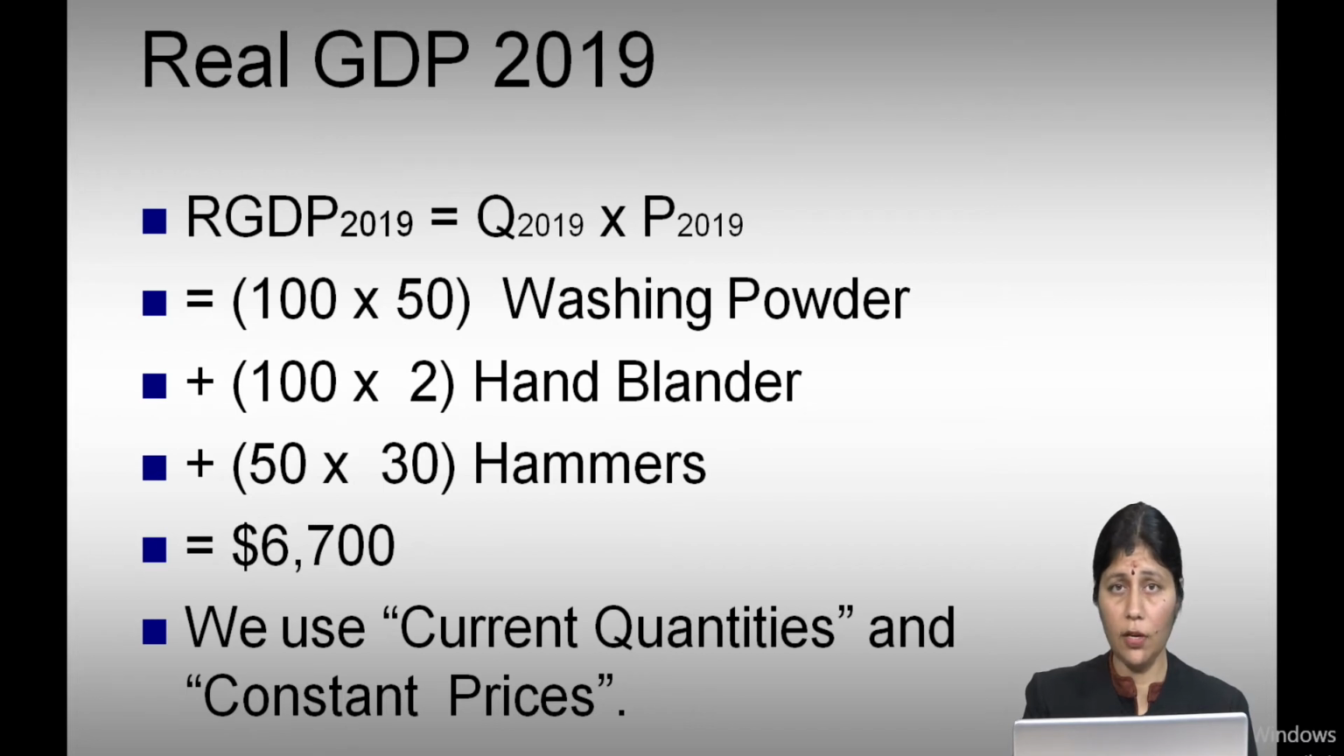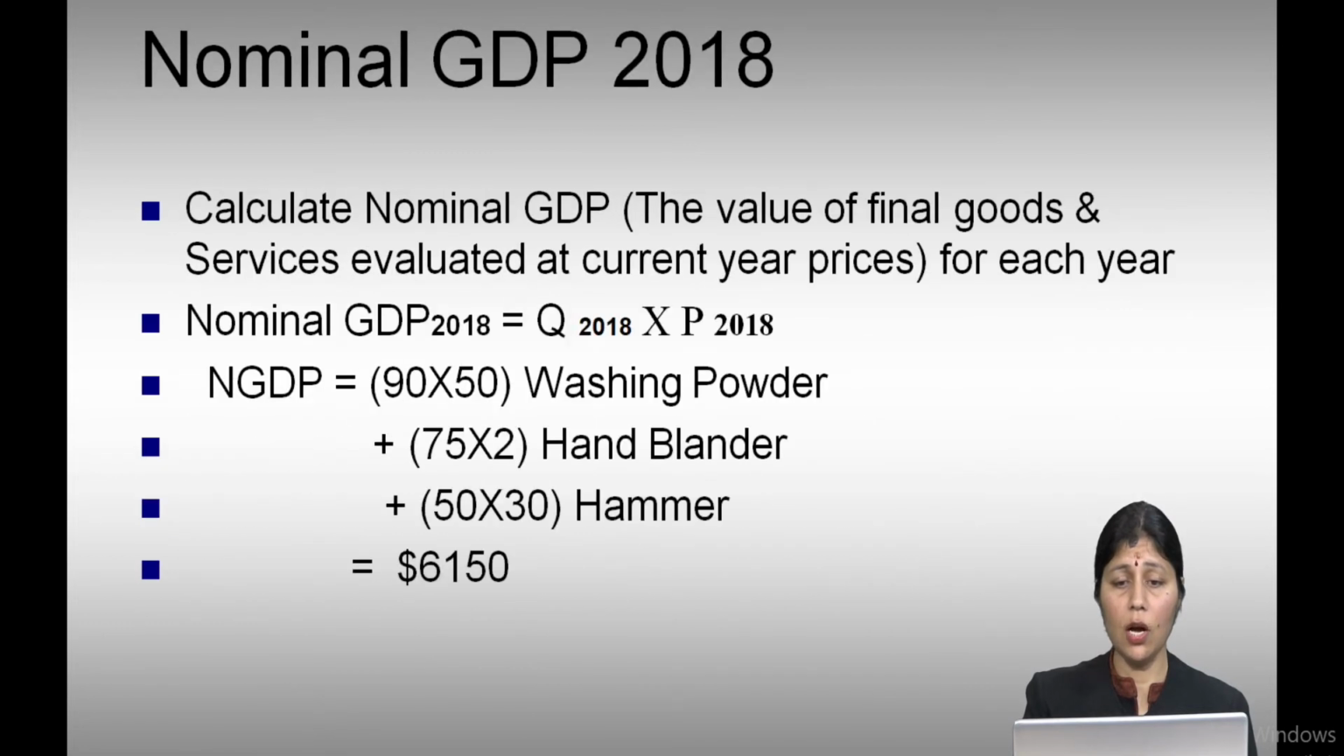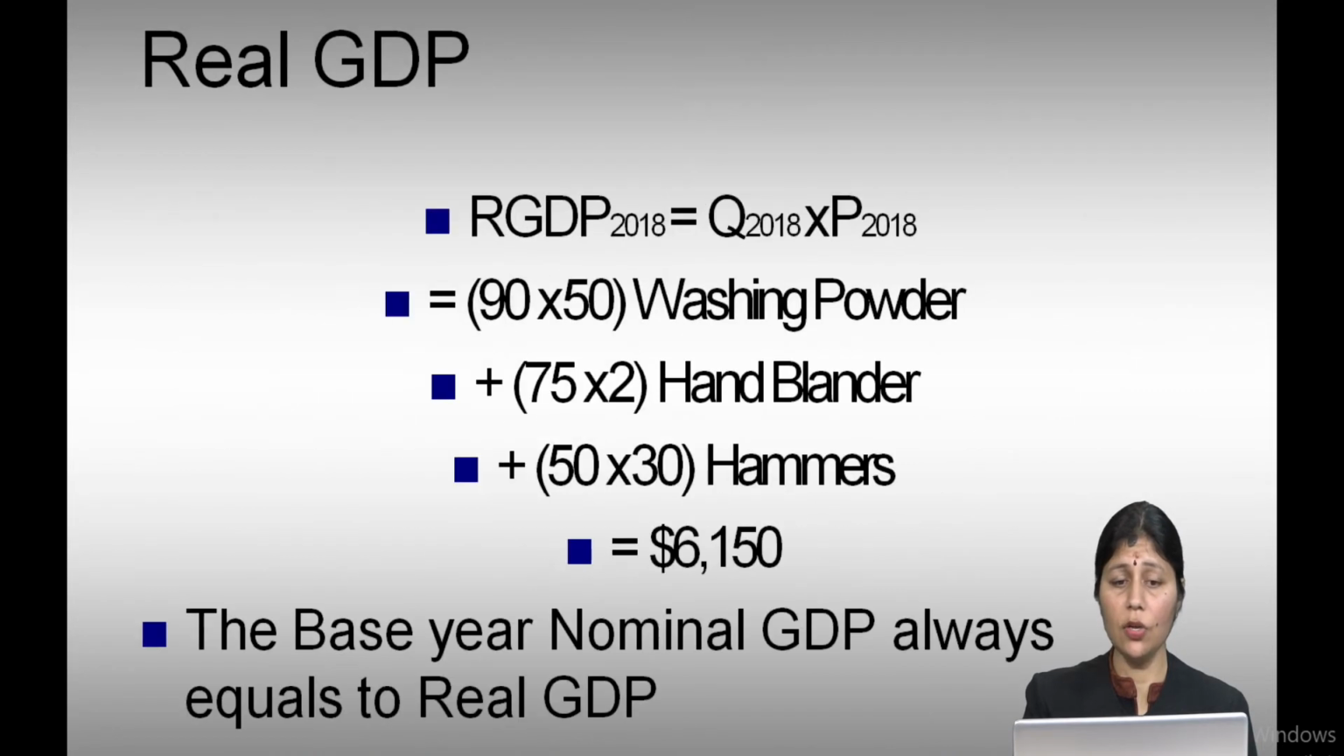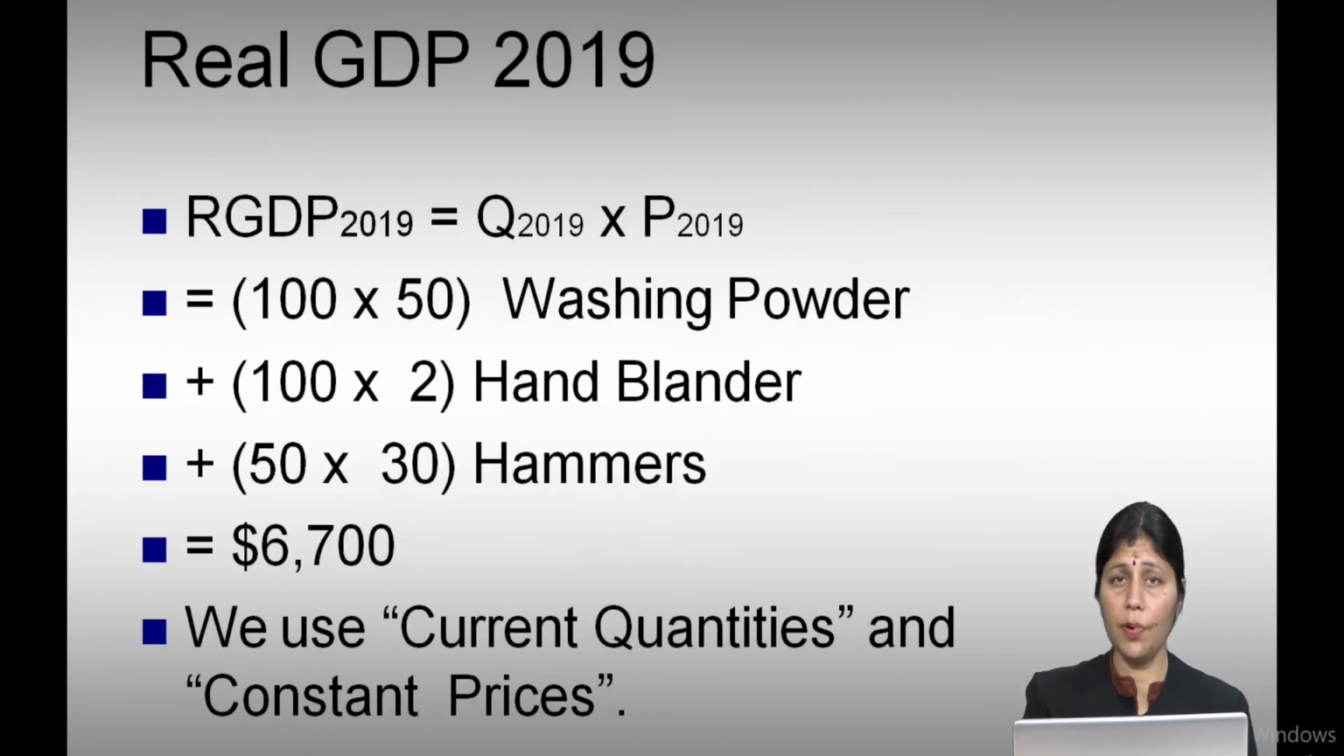In the table form, we have represented the price in 2019 as 60, but to calculate the real GDP the price is 50 only, because we have taken 2018 as the base year. In 2018 the price of a washing powder pack was 50 rupees each. That is why the price is constant from 2018 to 2019. We have multiplied the constant price in 2019 with the varying quantity.